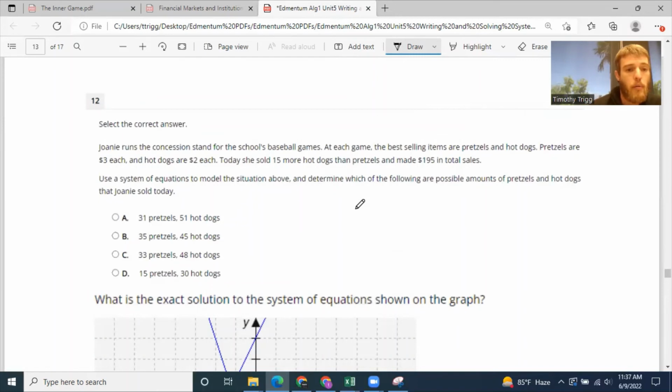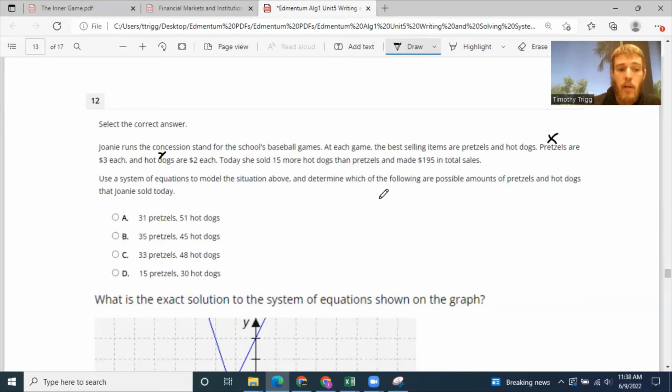Next question. Joni runs the concession stand for school baseball games. At each game, the best-selling items are pretzels and hot dogs. Pretzels are $3 each, and hot dogs are $2 each. Okay, so the pretzels are going to be x, let's say, and the hot dogs are going to be y. Today, she sold 15 more hot dogs than pretzels and made $195.